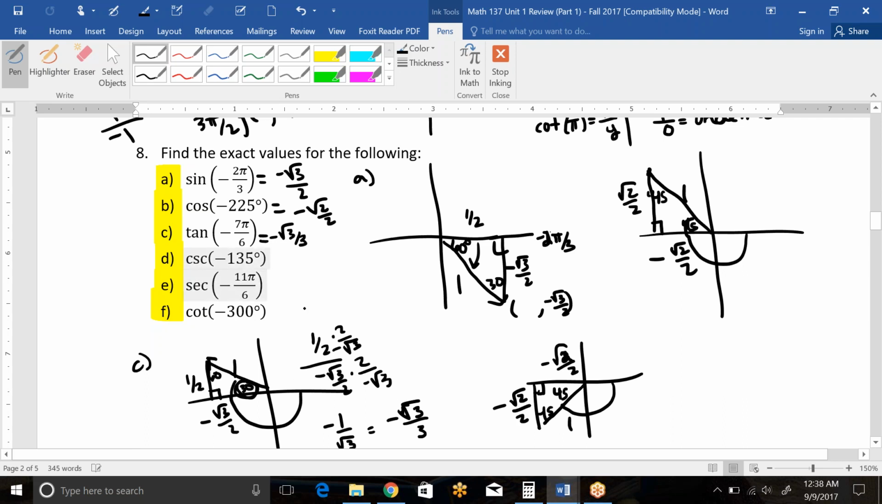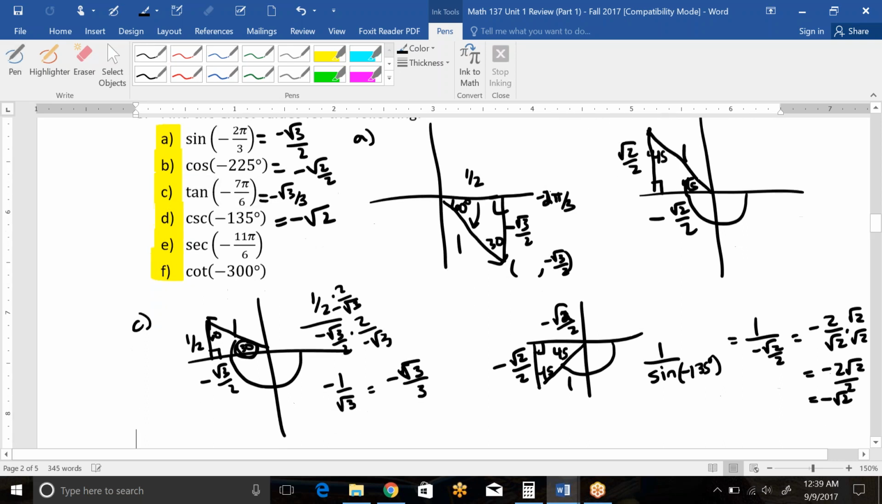So cosecant, remember, is 1 over sine of negative 135 degrees. And sine here is the y value. So this is 1 over negative square root of 2 over 2, which means it's the reciprocal of that. Multiply top and bottom by square root of 2. You're going to get negative 2 square root of 2 over 2, or just negative square root of 2. So this one is just negative square root of 2.